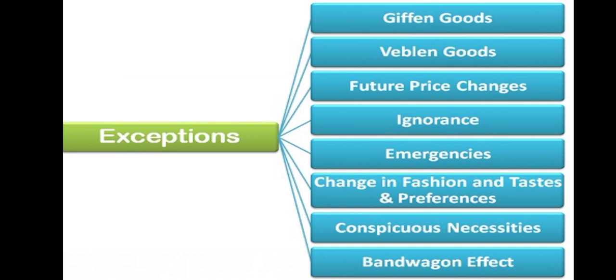A brief list: Giffen goods, Veblen goods, future price changes, then ignorance of the consumers. They are least bothered. Like if I am closer to a shop where I'm getting a good at a high price, I may buy that because I find it closer to my house. So instead of going far away, I prefer buying the goods from there. Although I know that the commodity is high priced there and I could get a cheaper commodity, because the shop is near to my house, I prefer it.